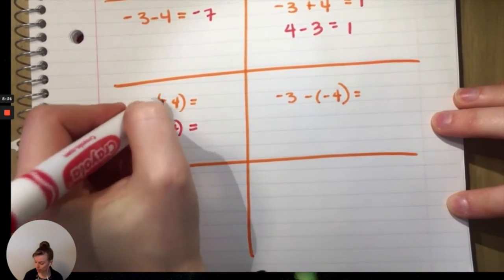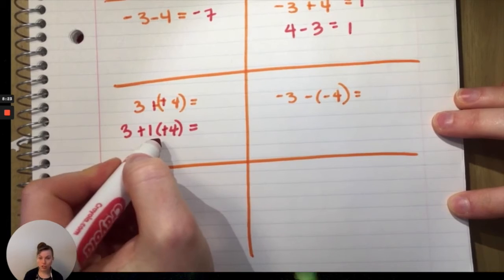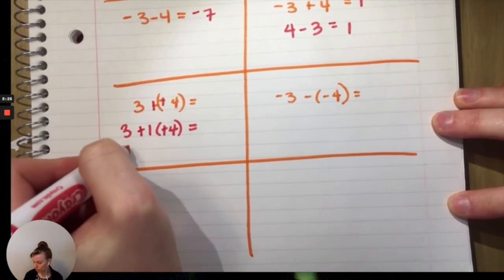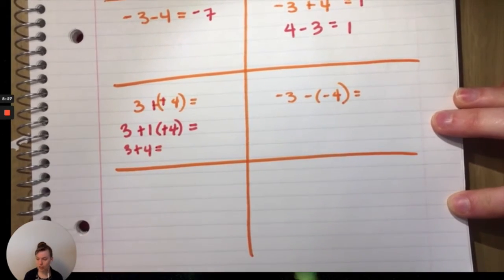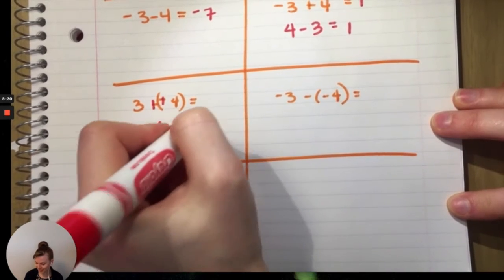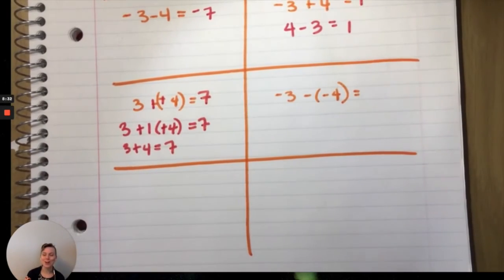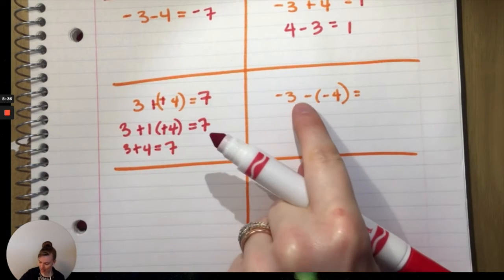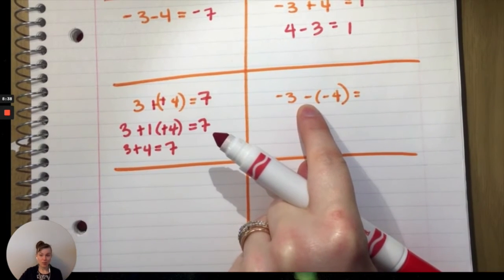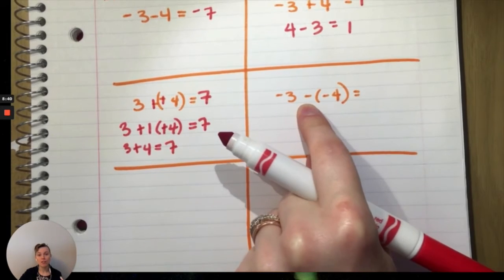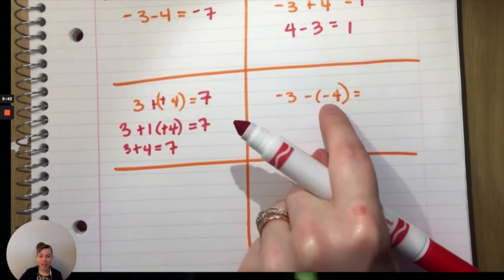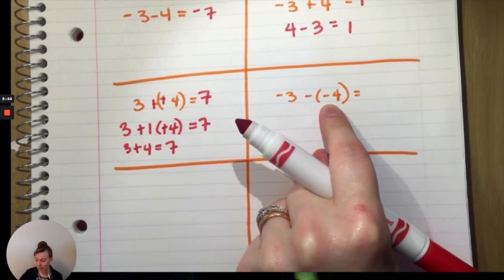You could have done it up here as well. So 3 plus 4, because 1 times 4 is 4. So 3 plus 4 equals 7. So all 3 of these, no matter where you wanted to stop for your answer, all 3 of these are 7. And then again, if you don't want to think of it as multiplication, you don't have to, but whenever you see subtraction of a negative, you're actually adding a positive.